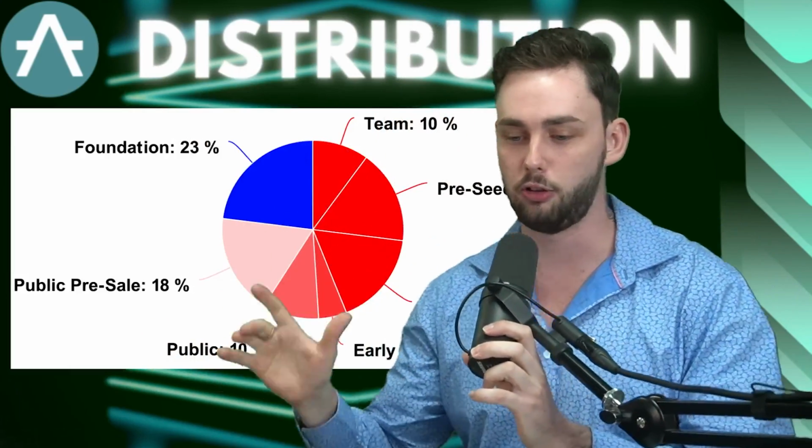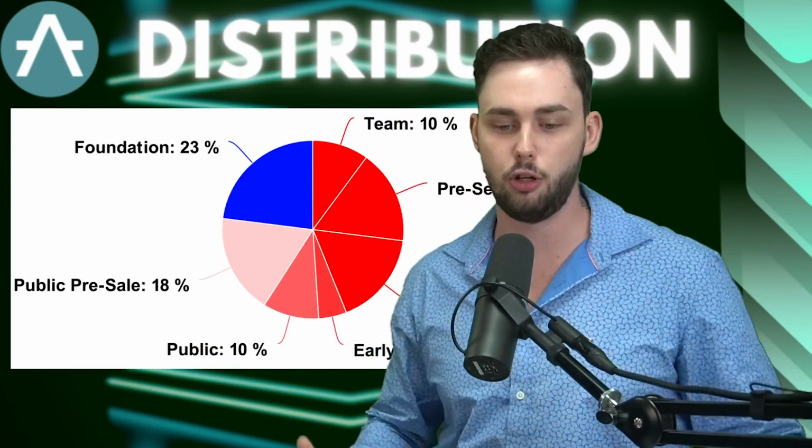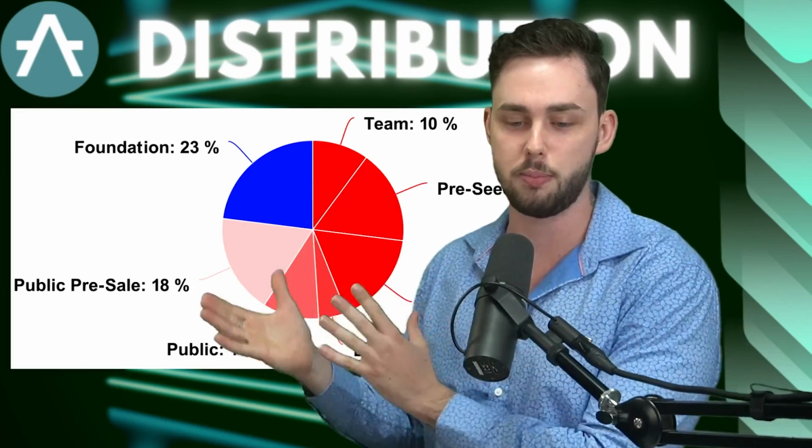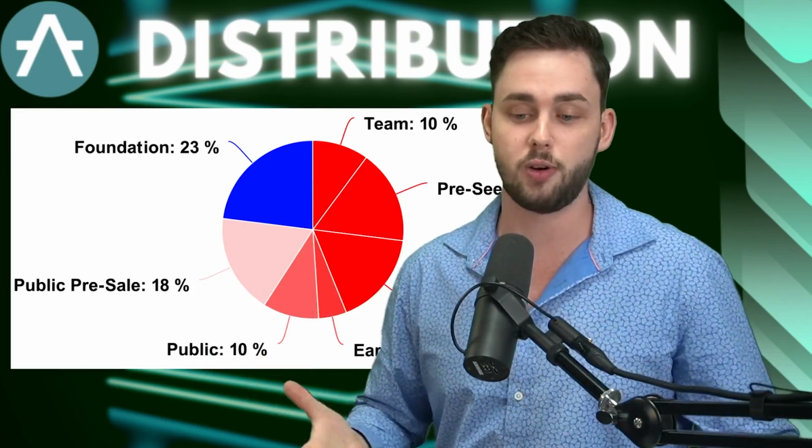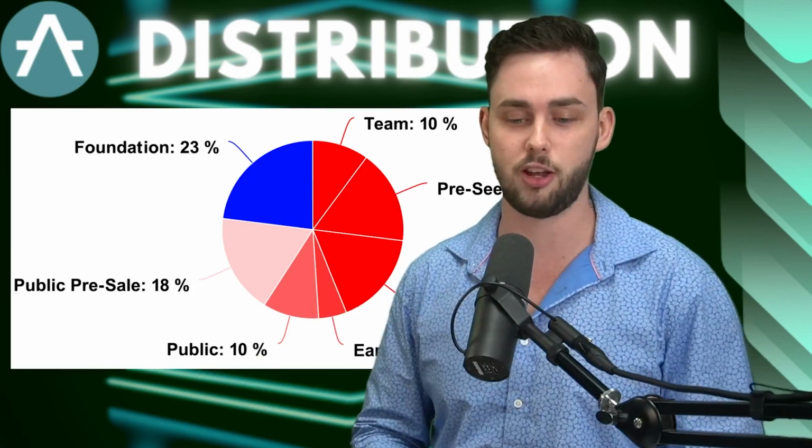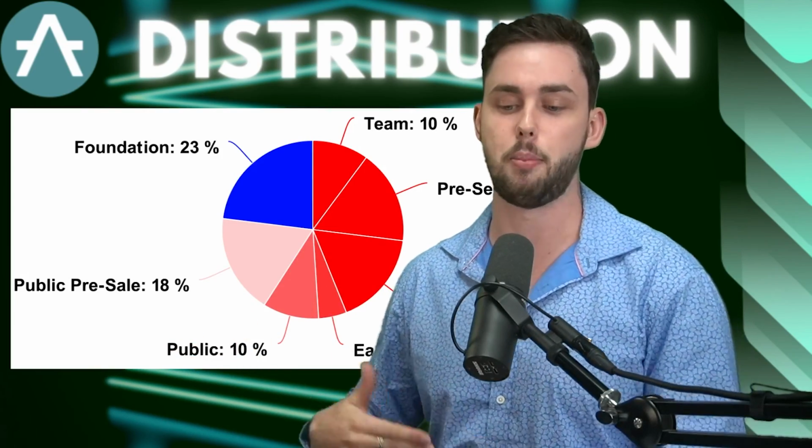So let me explain it to you. I've color-coded them. Blue is neutral. That's the foundation, at 23%. They've stated that this is going to be for research and development, marketing operations, as well as ecosystem incentives and other operational expenses.